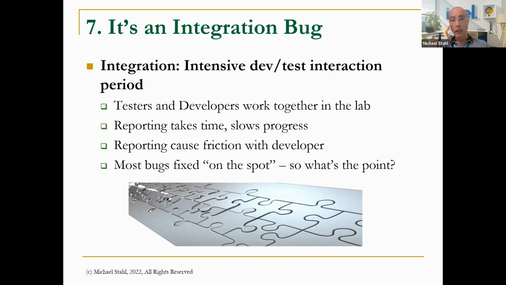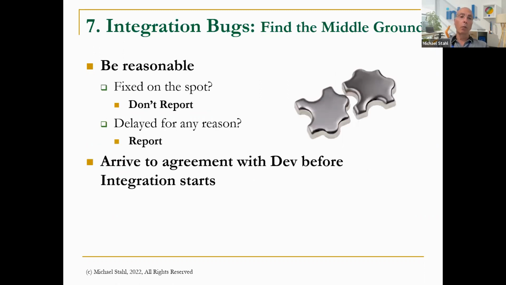Also, it takes time. You're in a flow, you're trying to do something, and now you're stopping for 10 minutes to collect information and report a bug. It doesn't fit in what we're trying to do. And the last thing is, in these situations, many times the developer is working directly on the code, and as these bugs appear, immediately they fix them, we load the version again, and now it works. So what was the point of reporting a bug? We just wasted time. So what I think is that you need to be reasonable in these situations.